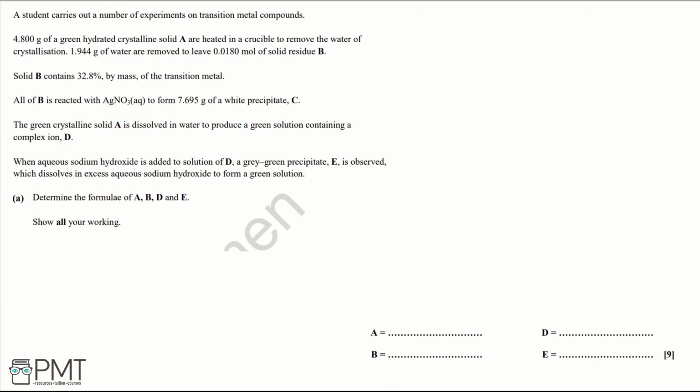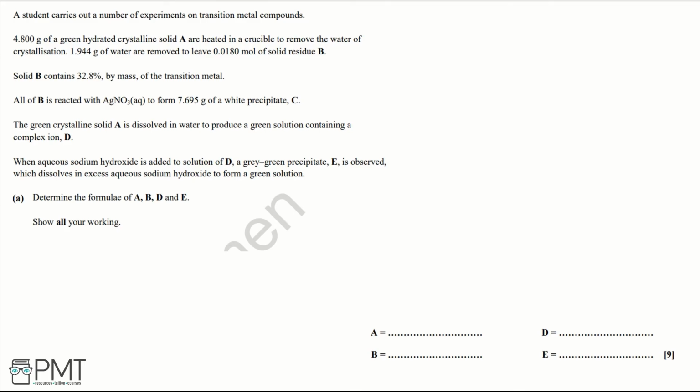4.800 grams of a green hydrated crystalline solid A are heated in a crucible to remove the water of crystallization. 1.944 grams of water are removed to leave 0.0180 moles of solid residue B. Solid B contains 32.8% by mass of the transition metal. All of B is reacted with silver nitrate to form 7.695 grams of a white precipitate C.